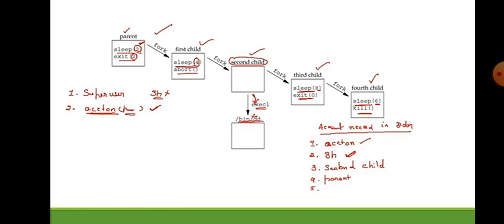Okay. After this, among the first, third and fourth child, it will be the first child, and next, among these two, the fourth child will be terminated first, and finally the third child will be entered next. Okay. So this will be the accounting of the details of the processes that got terminated.